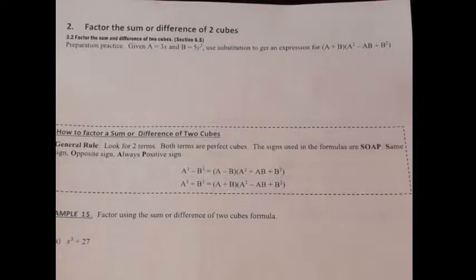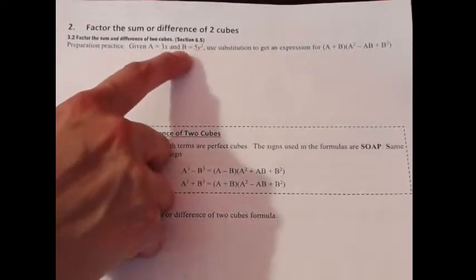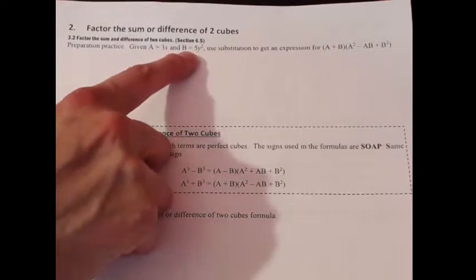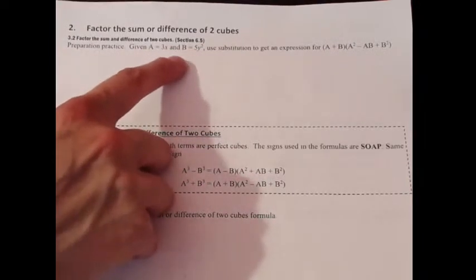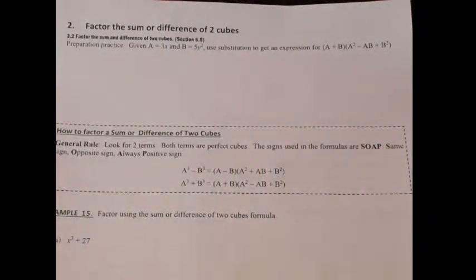To prepare and to make sure that we understand how to use the formula, I've given you this example. So I'm telling you that a is equal to 3x and that b is equal to 5y squared. And all I want you to do is plug in these values in your expression. Our expression here is a plus b times a squared minus ab plus b squared. This happens to be the formula for the sum of two cubes. And you'll see that right below. But let's actually plug in and see how this goes.